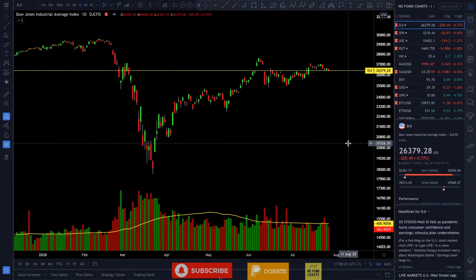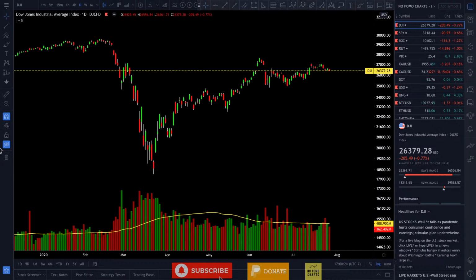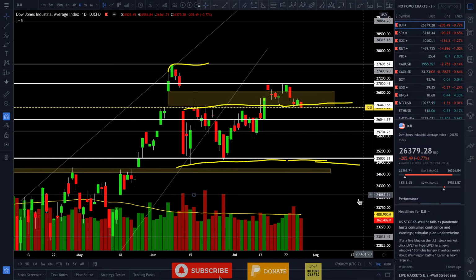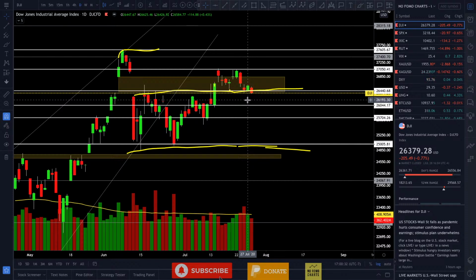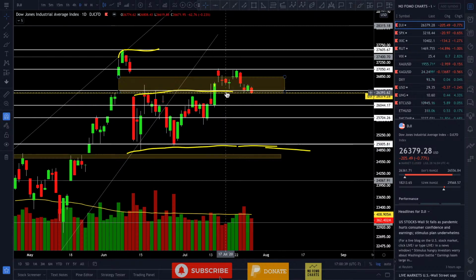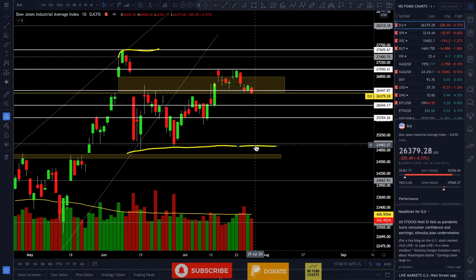All right, so here we go. Dow Jones Index. If I turn on a lot of this right here, let's just look at the recent price action for this week, the past 2 days. Let me go ahead and clean this up a little bit to show you guys what is happening here. Let's get rid of this yellow, this yellow, this yellow. There we go.